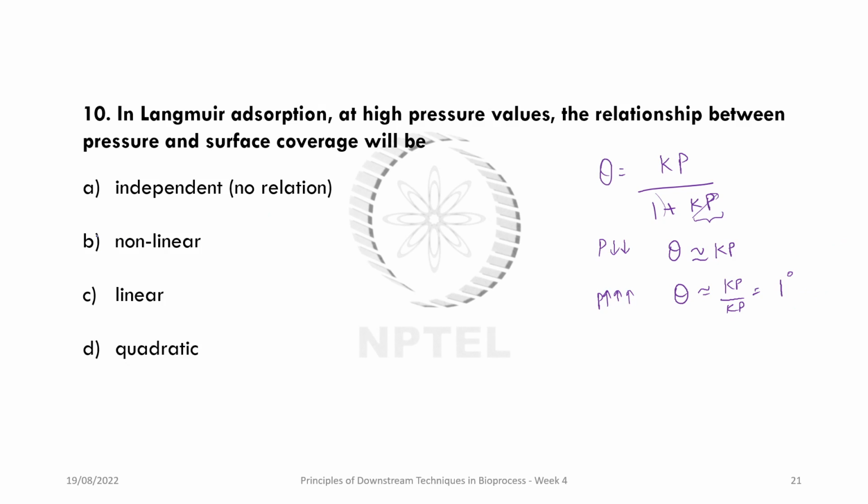Obviously, the Langmuir adsorption isotherm at high pressure is not going to be non-linear or linear. I mean, linear to an extent you can say, but you cannot say because there is no proper variable here. It's just a constant. There is no pressure term at all. And it's not quadratic, obviously. Therefore, it is independent. It has no relation. At high pressure, the relationship between pressure and surface area is independent.